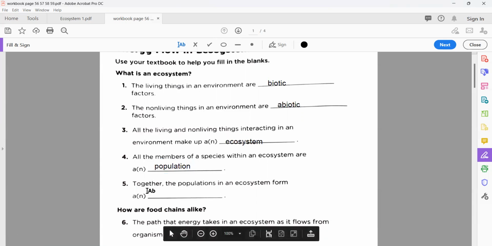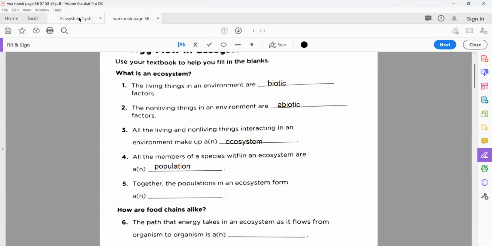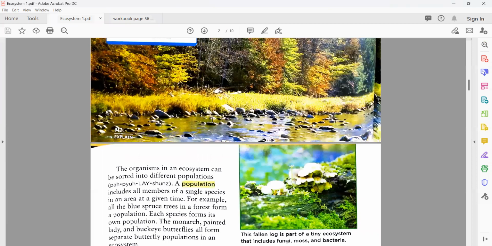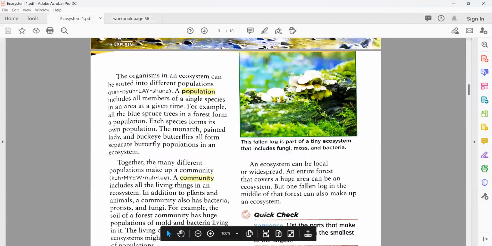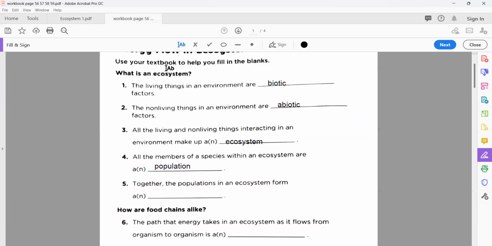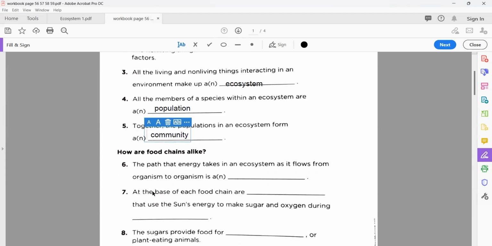Now number 5: together the populations in an ecosystem form a community. Well done. You can see here a community includes all the living things in an ecosystem. So the correct answer here in number 5 is community. Now let's move to number 6.